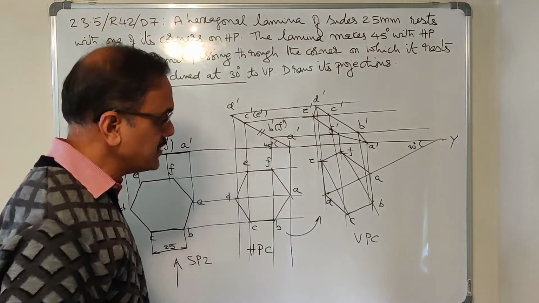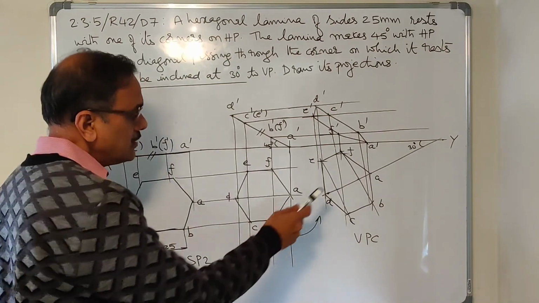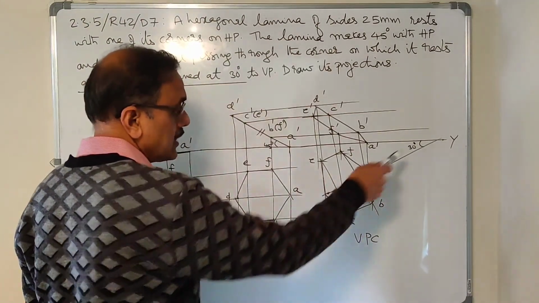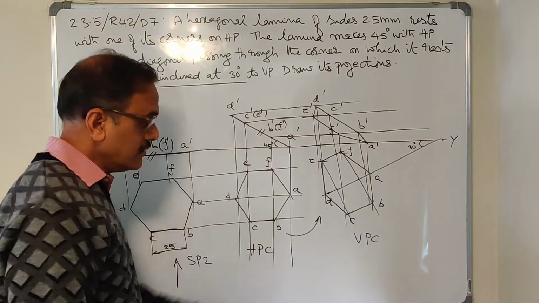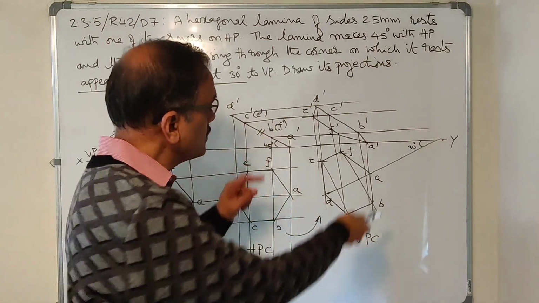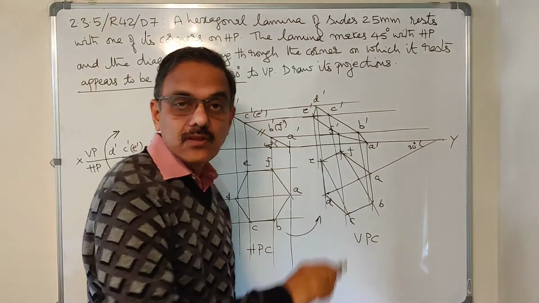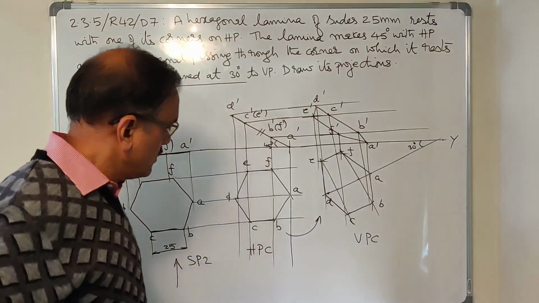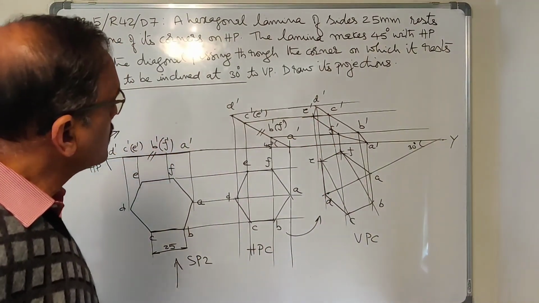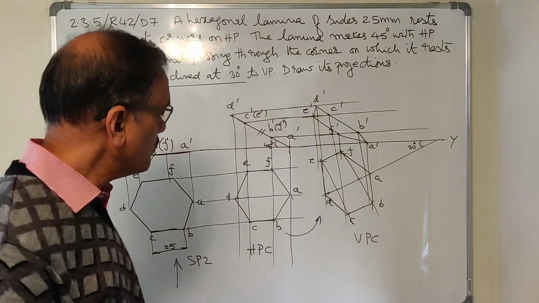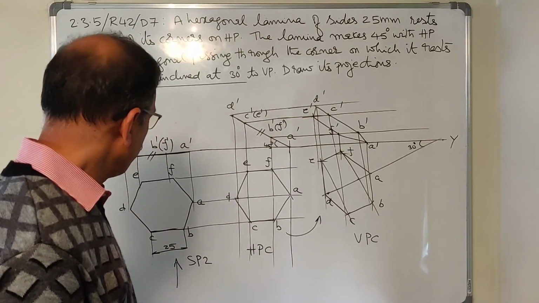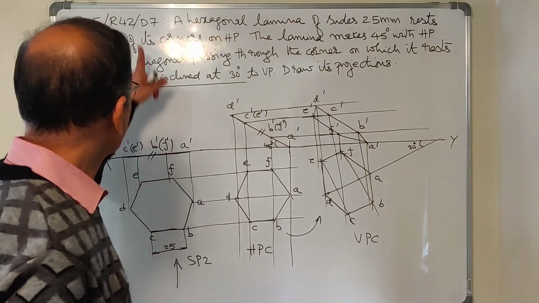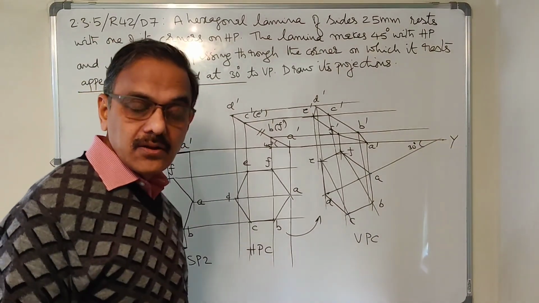That is HPC. What is VPC? The diagonal AD is inclined at 30 degrees to VP. That you have done. So all the three conditions given in the problem are there in the last step. Okay, so that's it, students, about this problem. There is another problem in drawing number 7 that I will take up now.